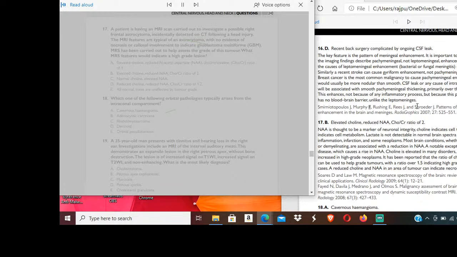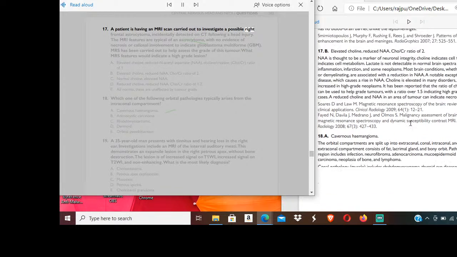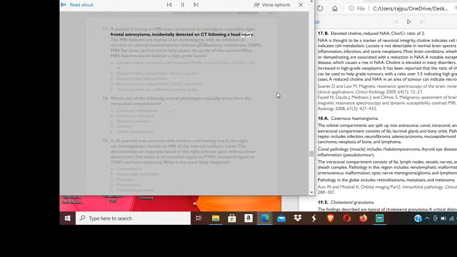Central nervous, head and neck questions. 17. A patient is having an MRI scan carried out to investigate a possible right frontal astrocytoma, incidentally detected on CT following a head injury. The MRI features are typical of an astrocytoma, with no evidence of necrosis or callosal involvement to indicate glioblastoma multiforme, GBM. MRS has been carried out to help assess the grade of this tumor. What MRS features would indicate a high-grade lesion?